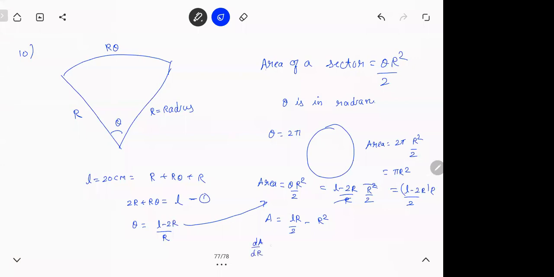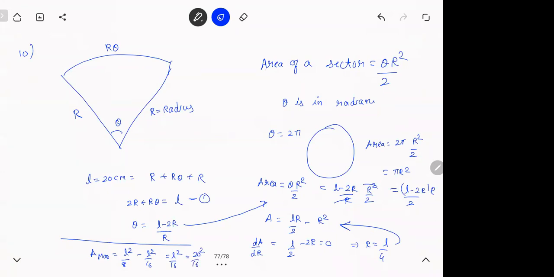So what you do is dA by dr, which is L by 2 minus 2r, equal to 0. So we get r is L by 4. When r is equal to L by 4, you get the maximum area. If you take this and put it back here, you get the maximum area: L square by 8 minus L square by 16, so L square by 16. What is L? 20 square. That is 400 by 16, which is 25.